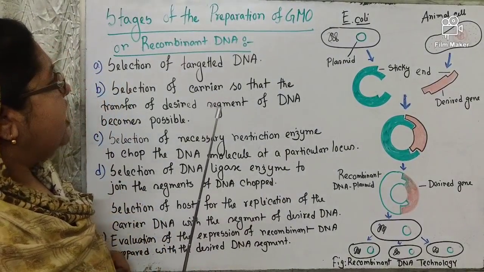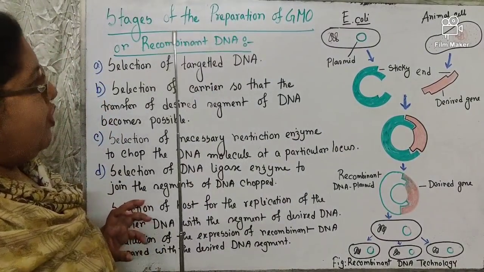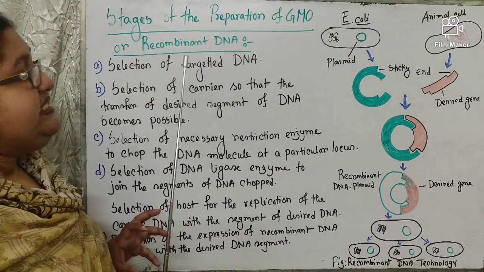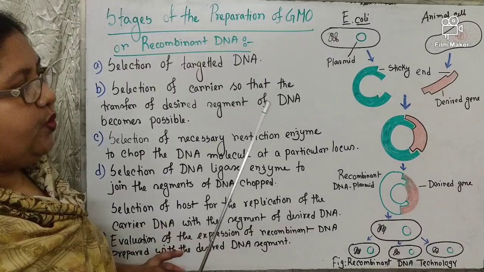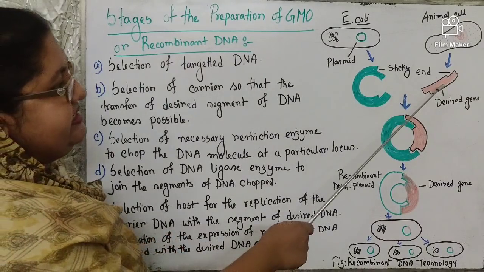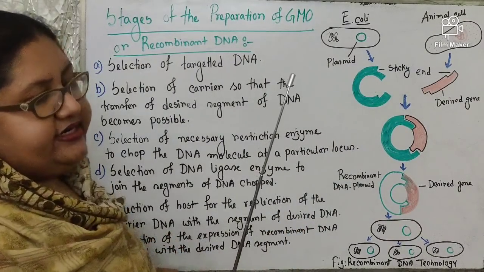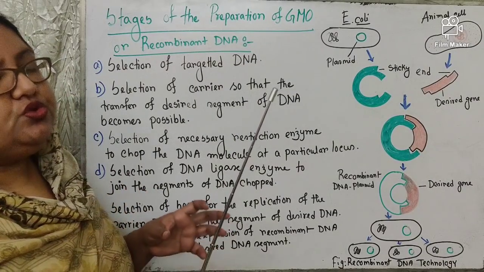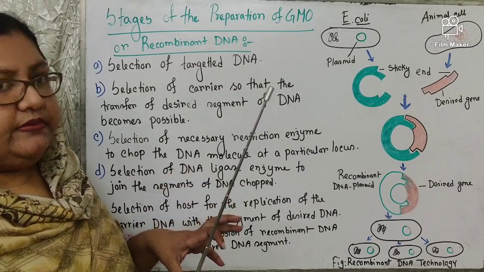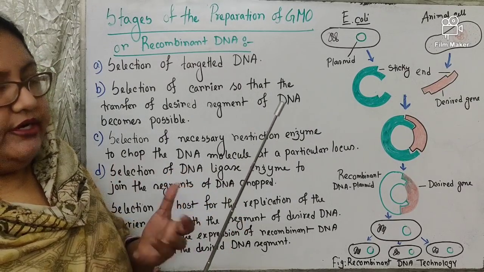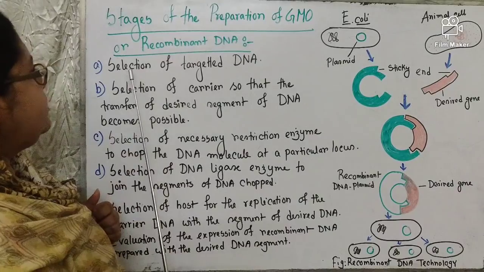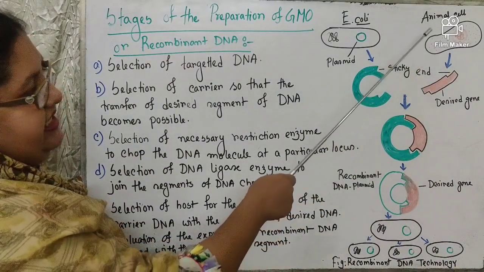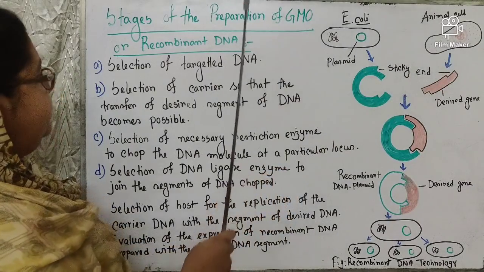Now the technique. First of all, for recombinant DNA technology, we have to select the targeted DNA. Which one is the targeted DNA? This desired DNA is called the targeted DNA that we want to replicate, or we want to transfer from one organism to another organism. So, first of all, selection of targeted DNA. In this diagram, it is collected from the animal cell.